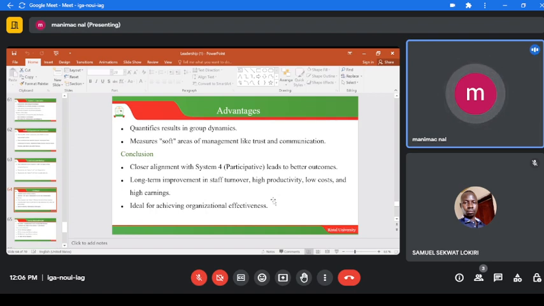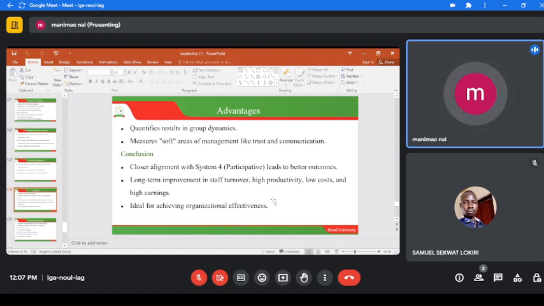What could be the advantage of this? The advantage is that it looks at quantitative results in group dynamics. It also measures soft areas of management like trust and communication, which are key areas in management.